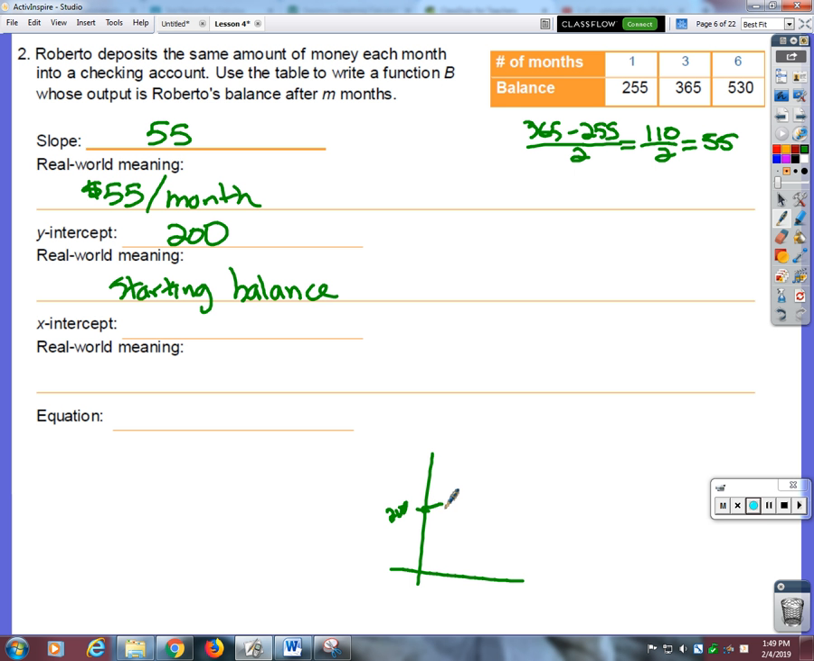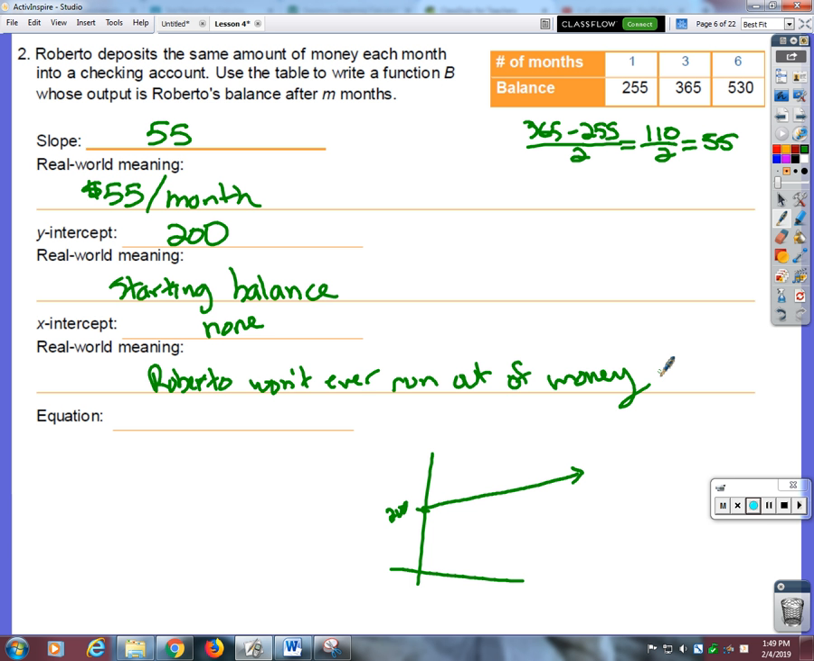And then we're going to add 55, so it's going up. Where will that cross the x-axis? It will not cross the x-axis because we're adding forever and ever. So that's none. In this case, Roberto won't ever run out of money because he's always adding money to his account. Well, then the context of the problem would change, and so we'd have a chance to change our answer along with that. Okay?